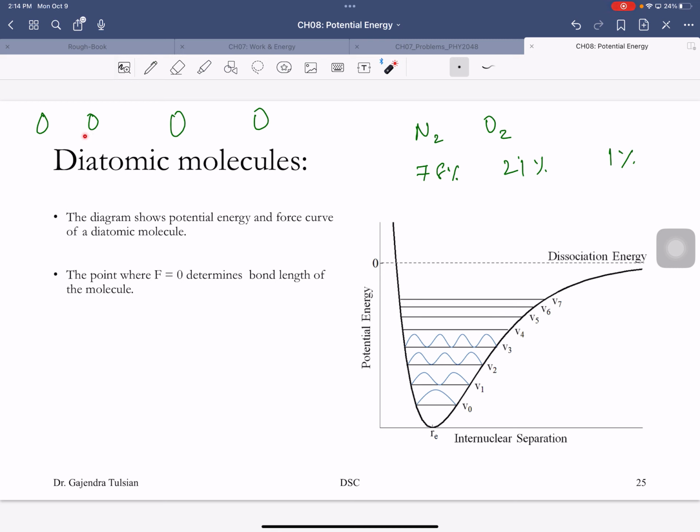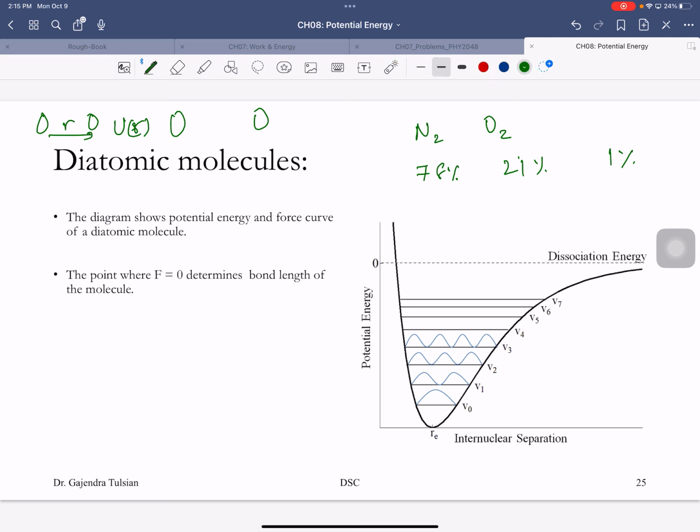So now the question is, how far apart are these nitrogen atoms? What this curve is telling you is, as you change the distance between them, it's giving you the potential energy as a function of r, the distance between the molecules. When they're too close together, the potential energy is large, and as you pull them apart, as the distance increases, the potential energy decreases, and here is the potential energy minima.